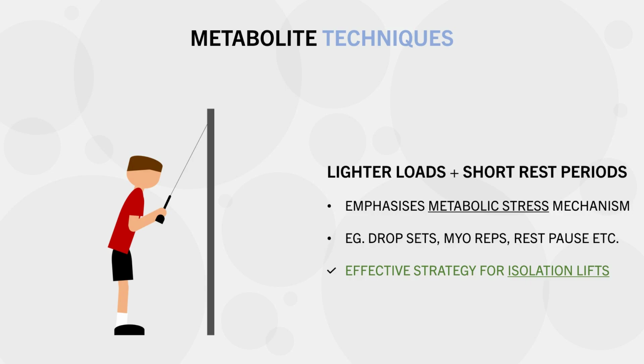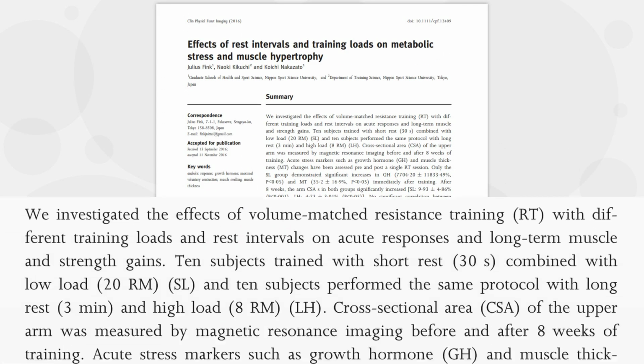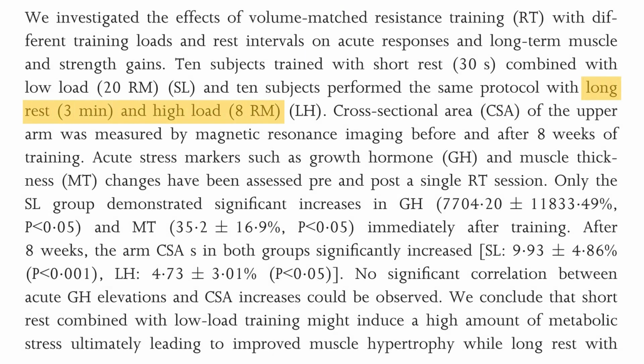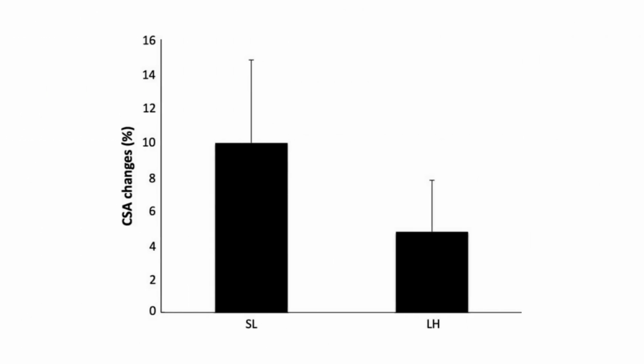More specifically, for isolation lifts, metabolite style training has been shown to be highly effective in a few different studies. For example, this study explored the effects of traditional versus metabolite style training on arm growth. The traditional group performed sets of 8 with 3 minutes rest, while the metabolite training group performed sets of 20 with 30 seconds rest. And as we can see, both training methods resulted in significant muscle growth, but the metabolite style training resulted in superior growth of the arms.